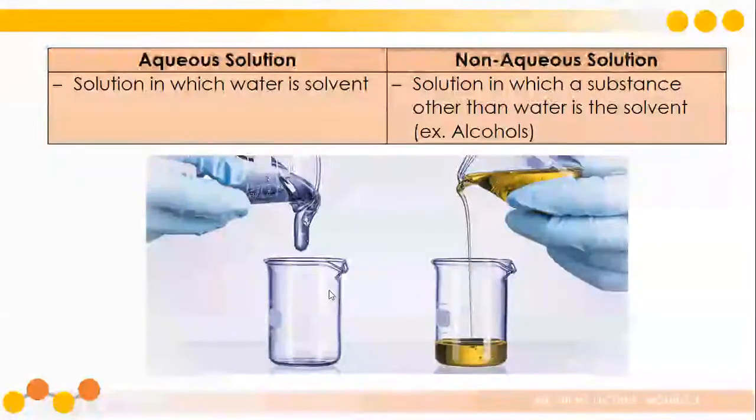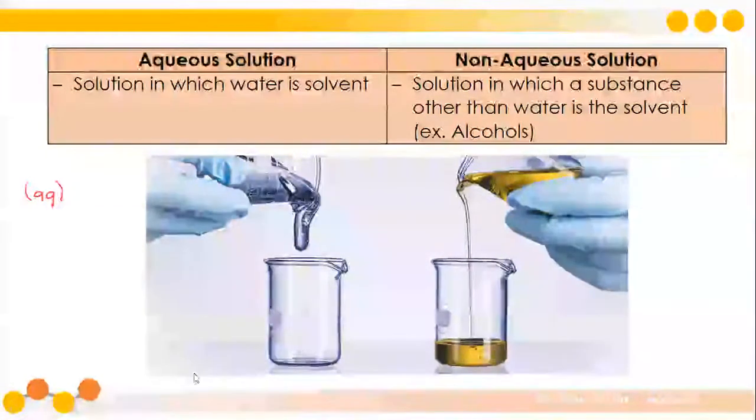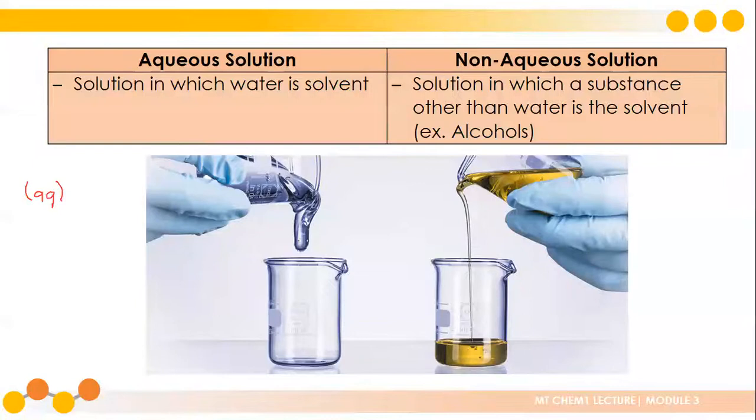Next, we also have what we call the aqueous and non-aqueous solutions. You might have encountered this or seen them in chemical equations symbolized as (aq), indicating that it's an aqueous solution. So what is an aqueous solution? This is a solution in which water is the solvent. We call water the universal solvent. So we usually use this one to dissolve or to dilute some chemicals.